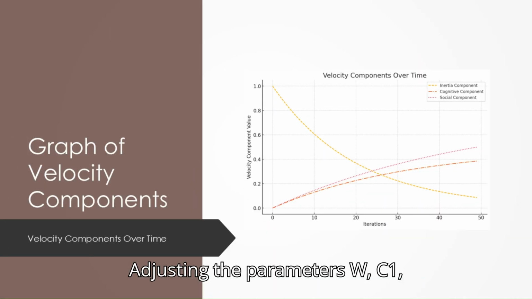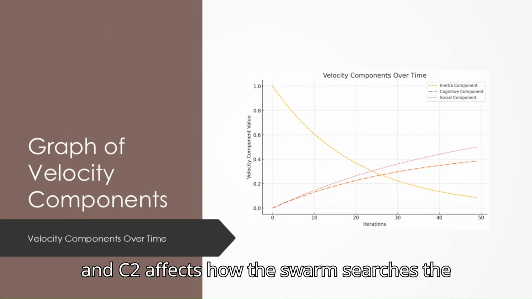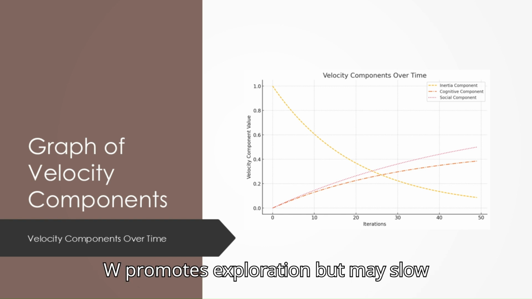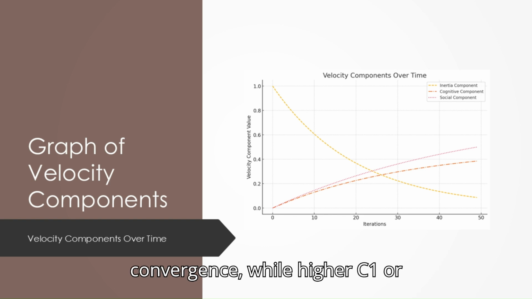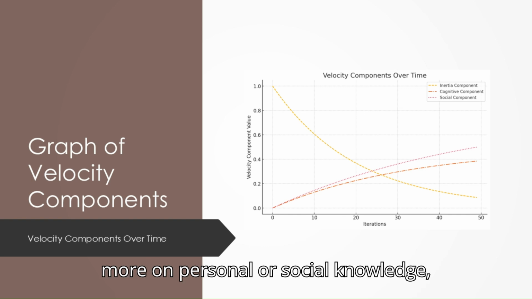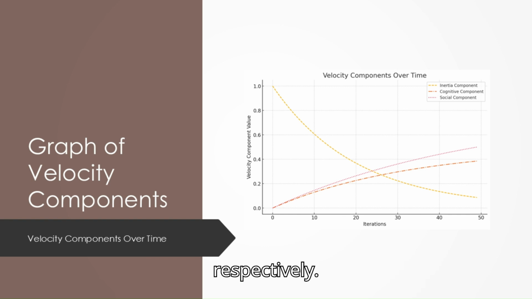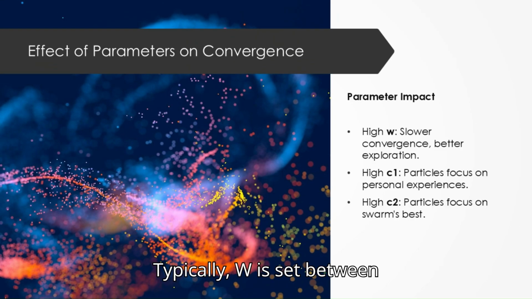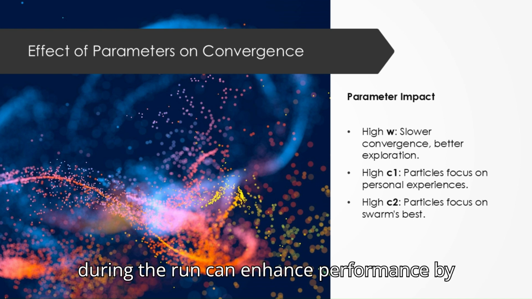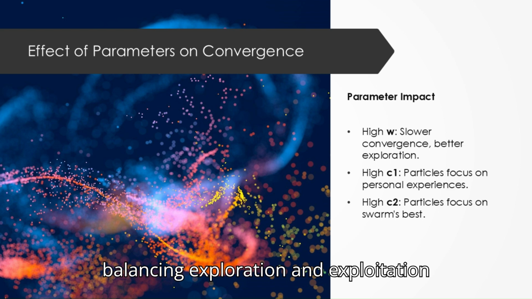Adjusting the parameters W, C1, and C2 affects how the swarm searches the solution space. For instance, a higher W promotes exploration but may slow convergence, while higher C1 or C2 values influence the particles to rely more on personal or social knowledge, respectively. Typically, W is set between 0.4 and 0.9, while C1 and C2 are often both set to 2.0. However, adaptive strategies that adjust these parameters during the run can enhance performance by balancing exploration and exploitation dynamically.